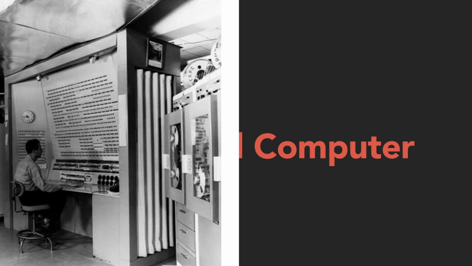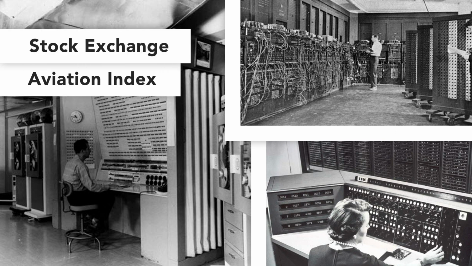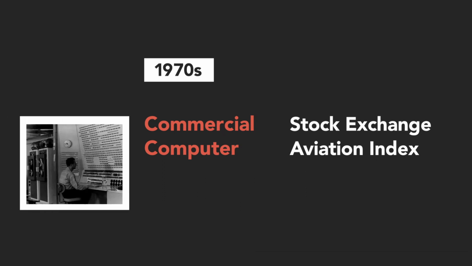These computers are huge and they're expensive, and they only exist in big organizations like the stock exchange or the aviation index, anyone that can afford them. These organizations are building big digital versions of their current systems, so it's really the first kind of digital transformation. This digital transformation requires three roles.